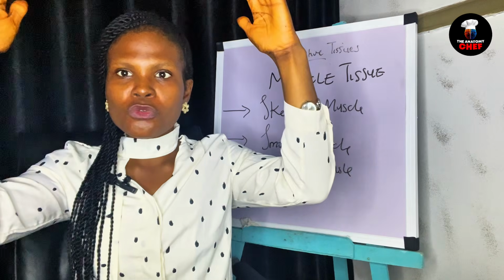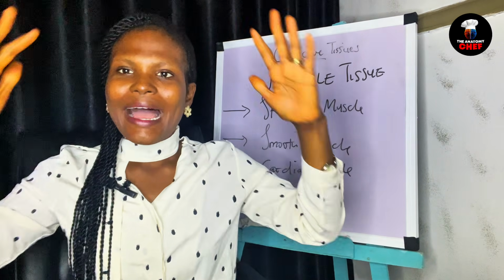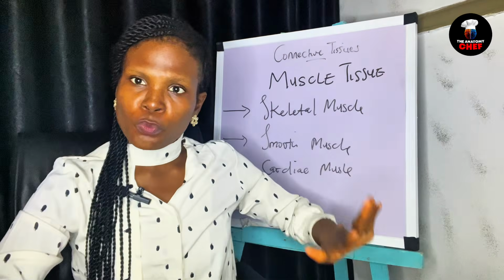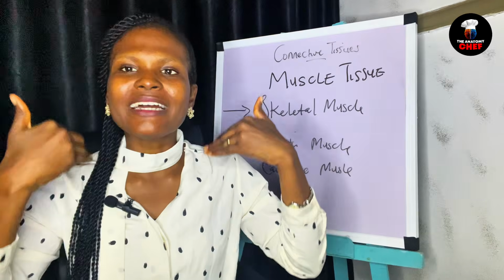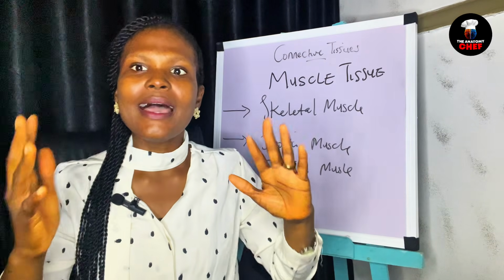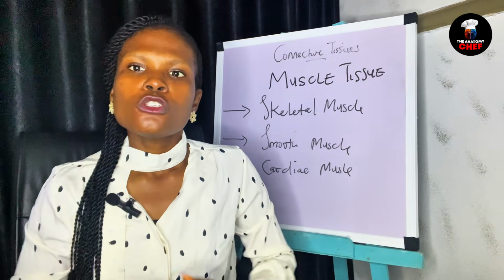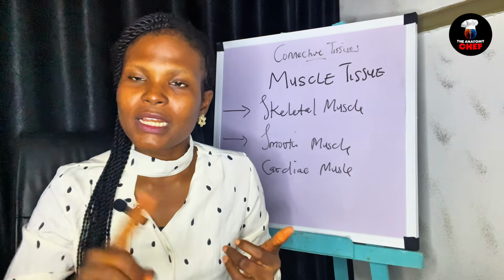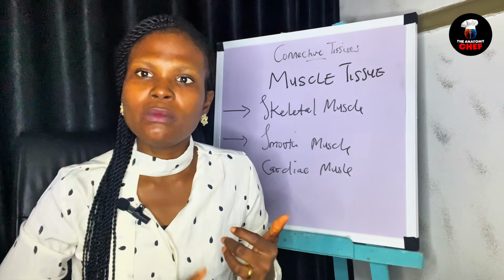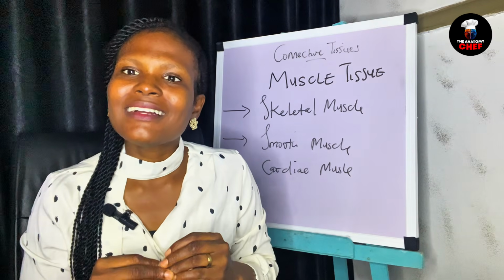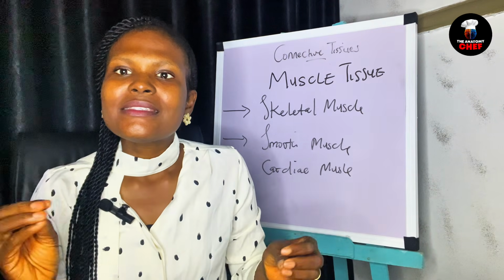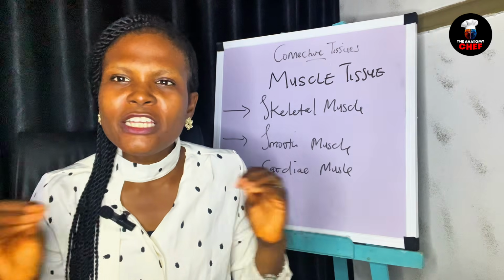So I can choose to sit, I can choose to stand, I can choose to raise my hands, I can choose to put my hands down, I can choose to turn my neck, because the muscles that are responsible for these movements are skeletal muscles. So the first characteristic of your skeletal muscle is voluntary movement. The second characteristic of this skeletal muscle is striations.